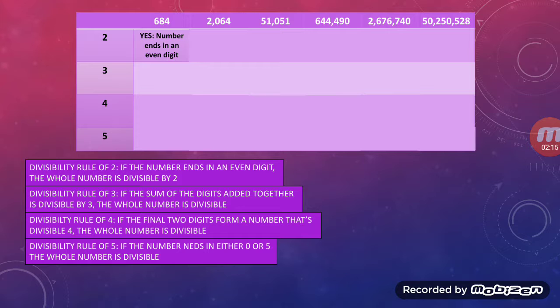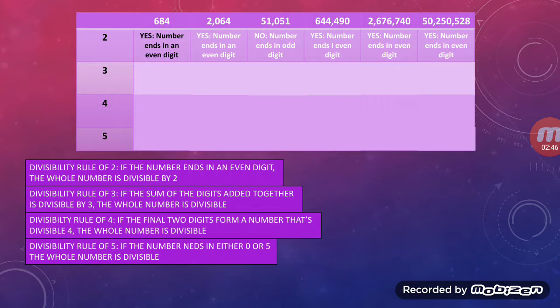Now, with that in mind, we're going to move forward with the remaining numbers that are hidden. Since 2064, 644,490, 2,676,740, as well as 50,250,528 all end in even digits, they will all be divisible by 2, whereas 51,051 will not be because it does not end in an even digit.